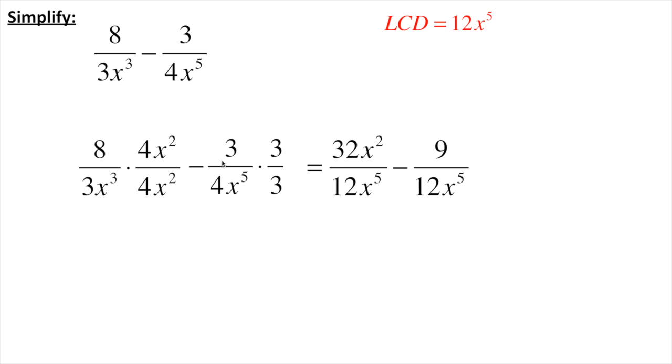All right, so let's bring that in here and go the next step further. 8 times 4 gives me 32. That's just an x squared. 3 times 3 gave me my 9. Notice I keep my subtraction sign here. And that's over the common denominator, which is 12x to the 5th.